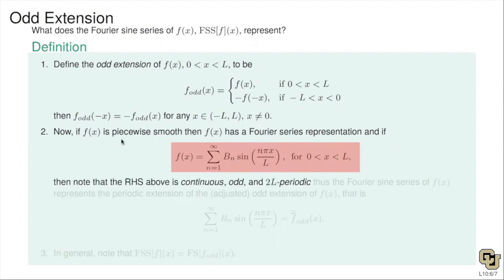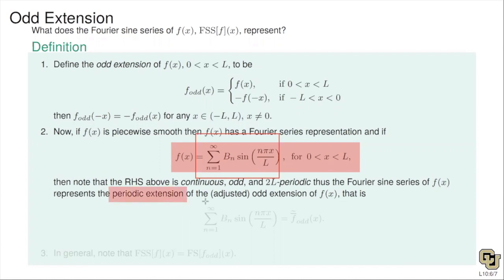Then the right-hand side, you should notice, just like with a regular Fourier series, this thing is continuous, it's periodic, and in this case, it's also odd. So how do we interpret what the Fourier sine series did to the function? We interpret it as being the periodic extension of the adjusted odd extension of f. So you should think about all those words.